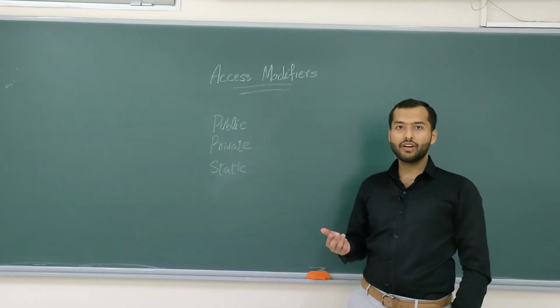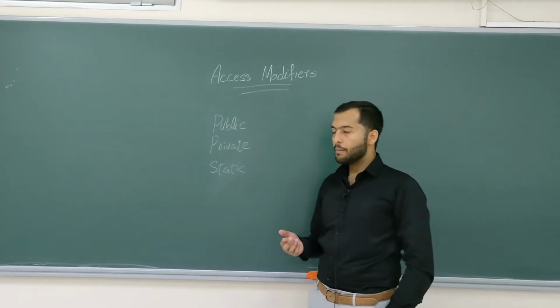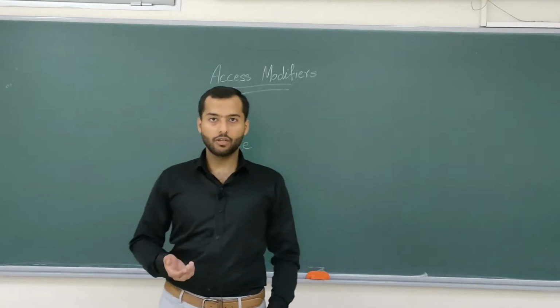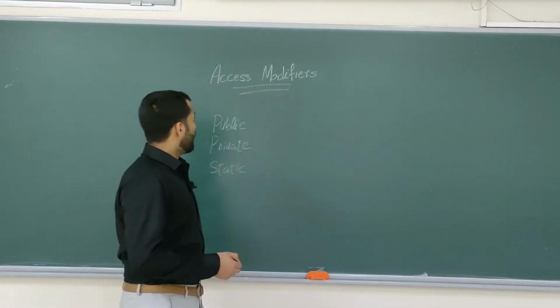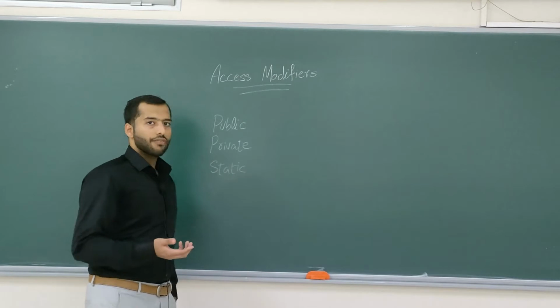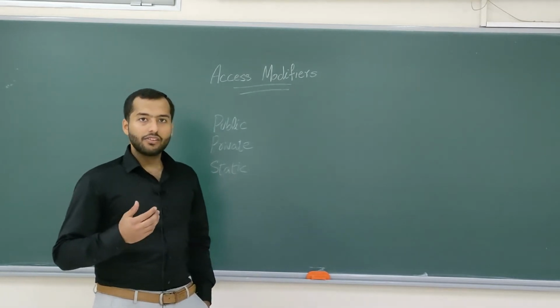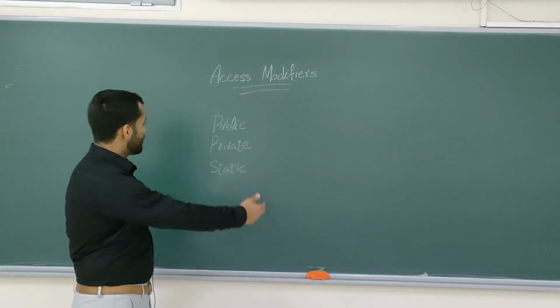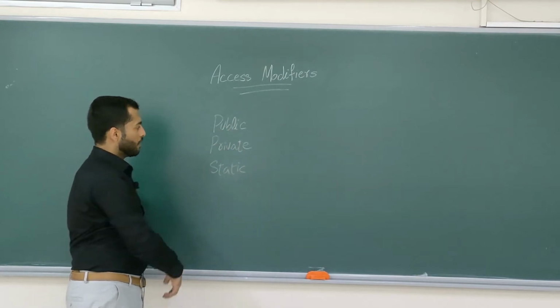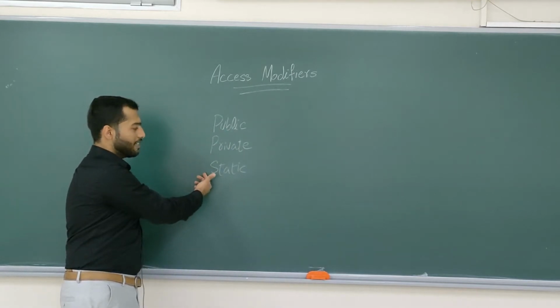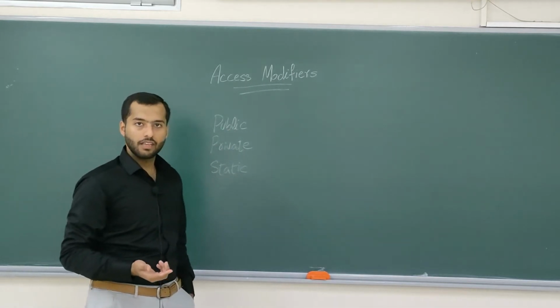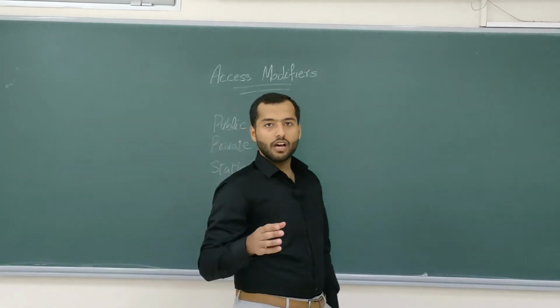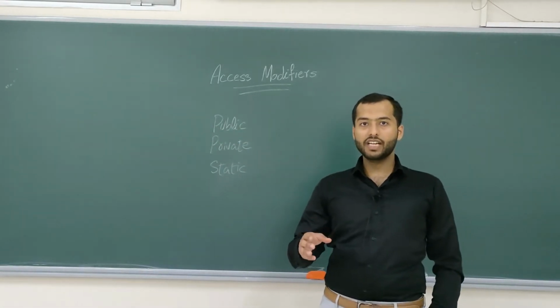Well, access modifier is a very important topic in object oriented programming. In access modifiers, basically we have three things: one is the public keyword, one is private, and one is static. And these keywords are very helpful in object oriented programming.